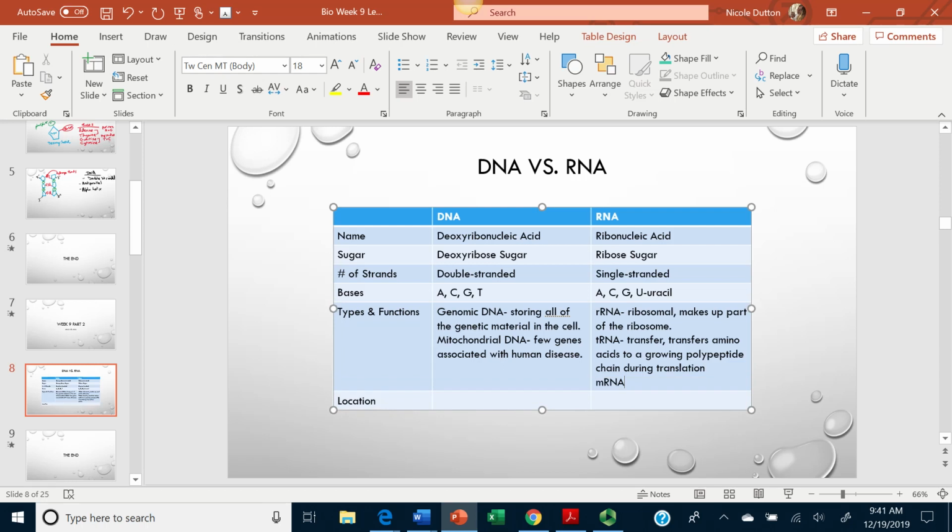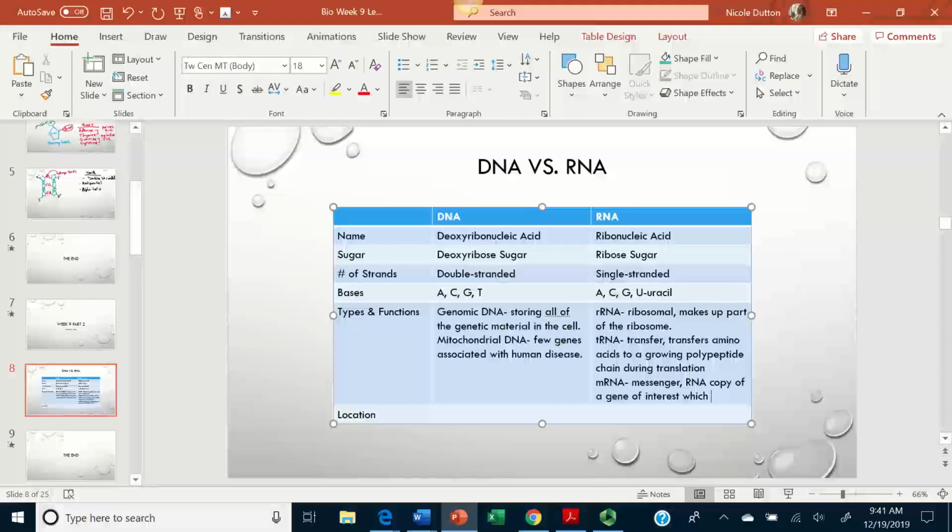And then we have mRNA, which is for messenger. Messenger RNA is used in transcription and translation. So basically, it's an RNA copy of a gene of interest, which can be read by the ribosome to create a protein.